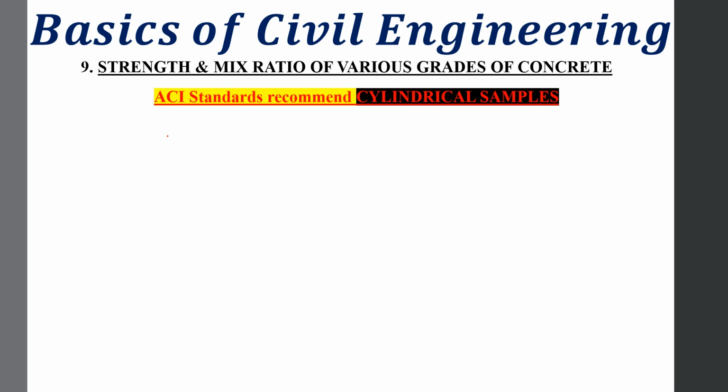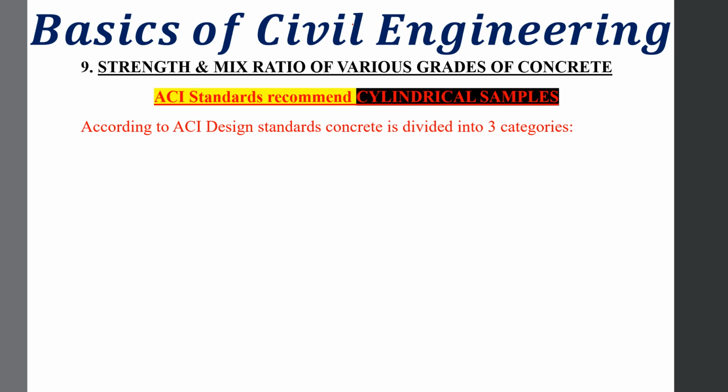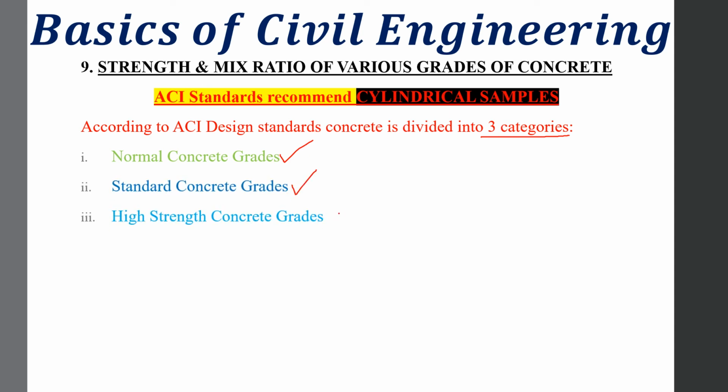That is, ACI standards recommend cylindrical samples. I told you that ACI recommends cylindrical sample strength in their literature. So, what is the importance of this cylindrical sample strength? According to ACI design standards, concrete is divided into three categories. The first one is normal grade concrete, the second one is standard concrete grades, and the third one is high strength concrete grades. These three are written separately to know their strength, their mix ratios, and their corresponding properties.